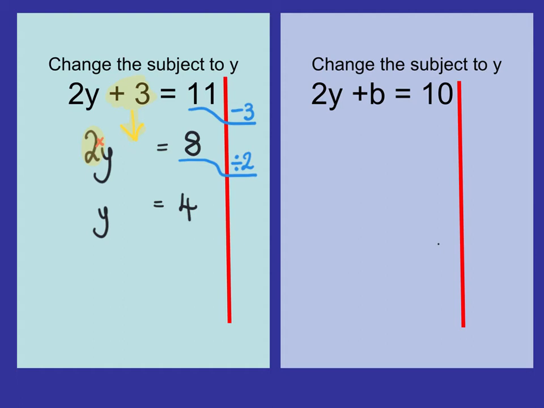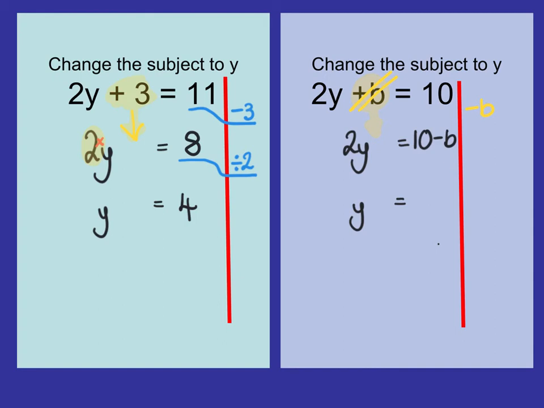Ones that have more letters in. So I still have the same idea for this next one. I need to work out 2y before I can work out y. So what's missing from the first line to the second line? The plus b isn't in my second line there. The opposite of plus b is to take away b. 10 take away b. I don't know what the answer is for that, so that's how I leave it.